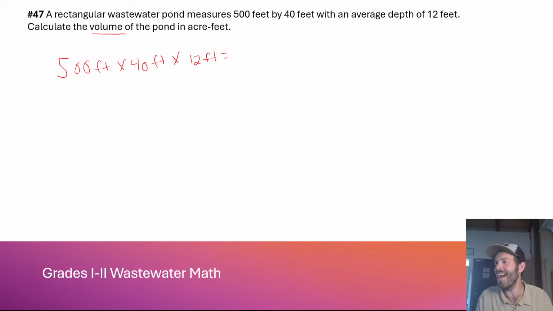So it always tripped me out, like it's the same. So just pay attention when they're asking about volume or surface area. If they'd asked me about the surface area, I would not be using the depth. Volume is the thing here. So 500 times 40 times 12 gives me 240,000 cubic feet. Put that in your calculator.